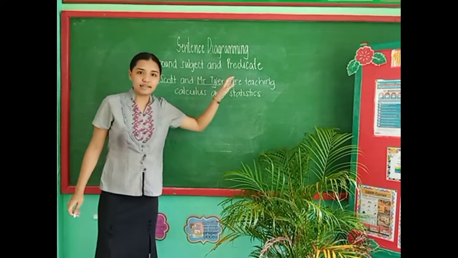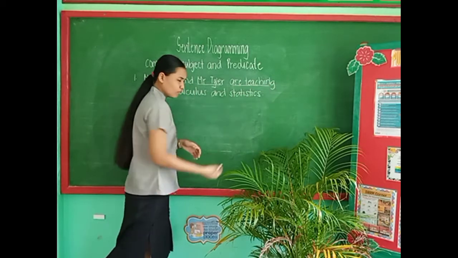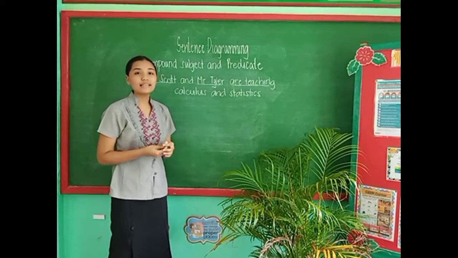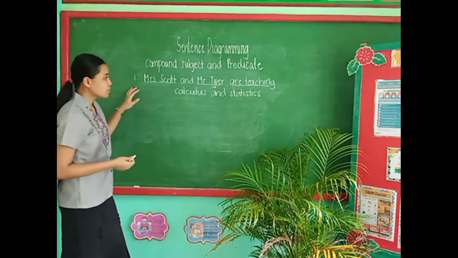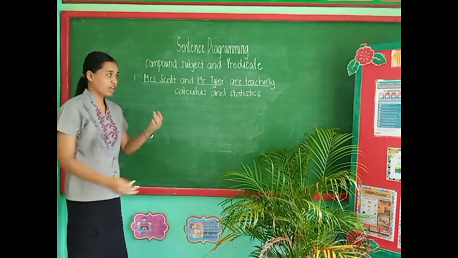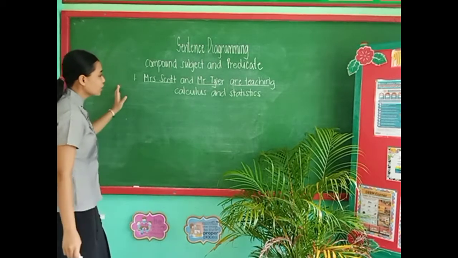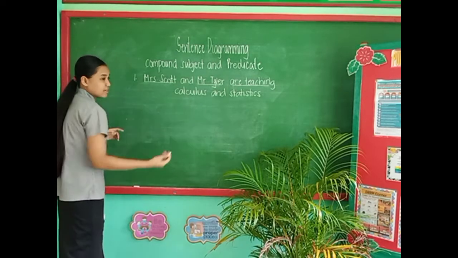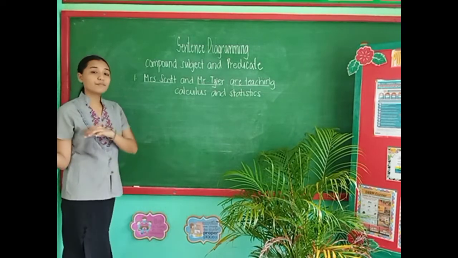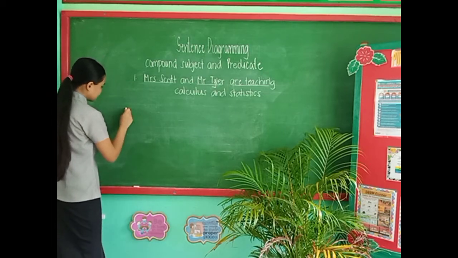And what is the predicate? In this sentence, the predicate will be are teaching. Why? Because are teaching dictates what is being done by the subject, by Mrs. Scott and Mr. Tyler. They are teaching calculus and statistics. So how can we diagram this kind of sentence? It is not like our previous diagrams. It will look like this.